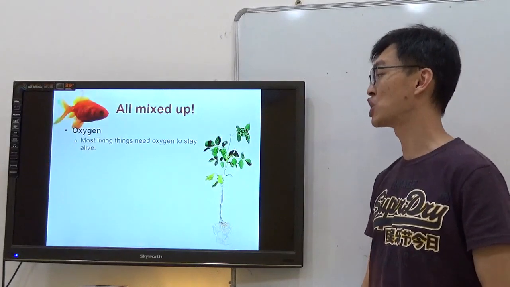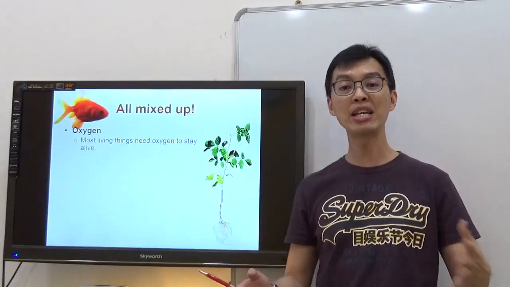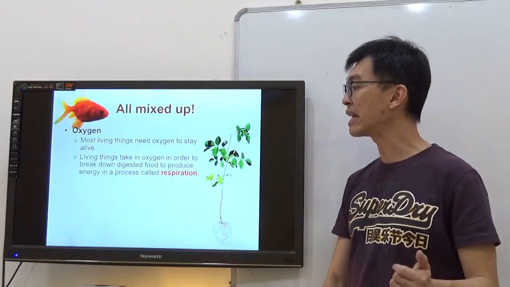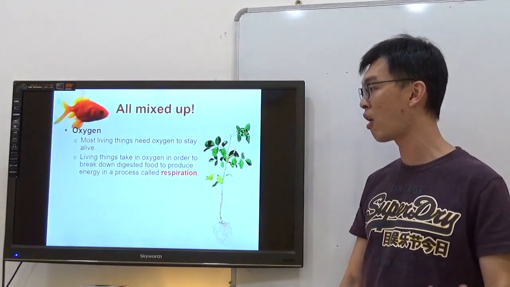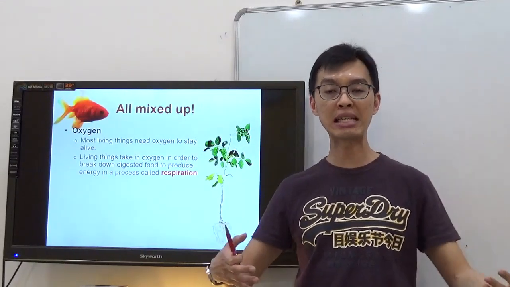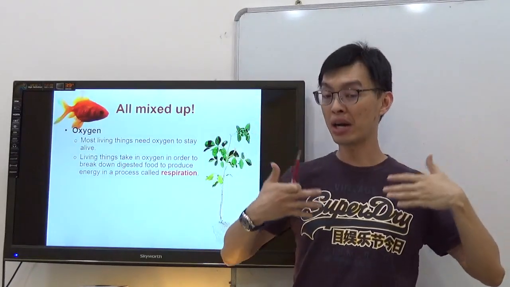Now let's talk about oxygen. Most living things need oxygen to stay alive. You actually learn this in P3 and P4. We say that we need oxygen to stay alive. Living things take in oxygen in order to break down digested food to produce energy in a process called respiration. Now what does it mean? Respiration is basically taking in oxygen and giving out carbon dioxide.